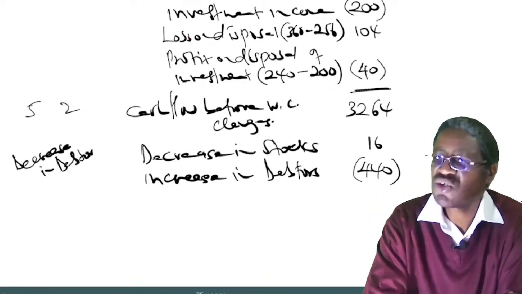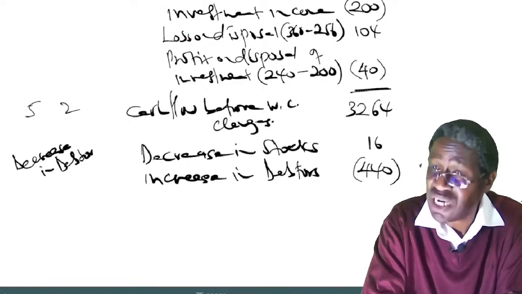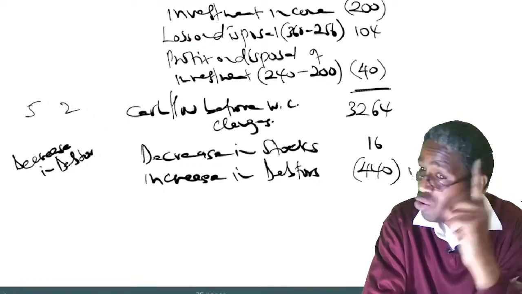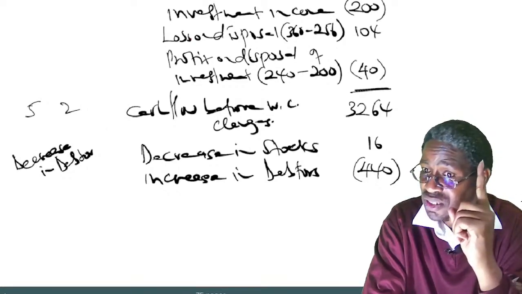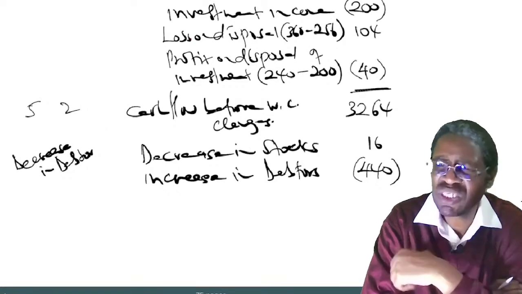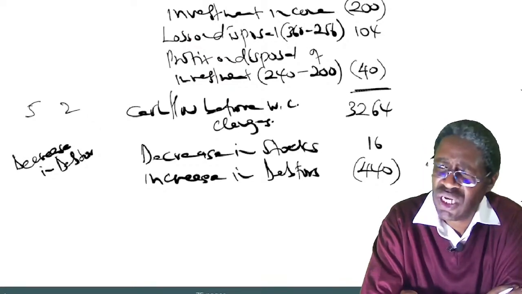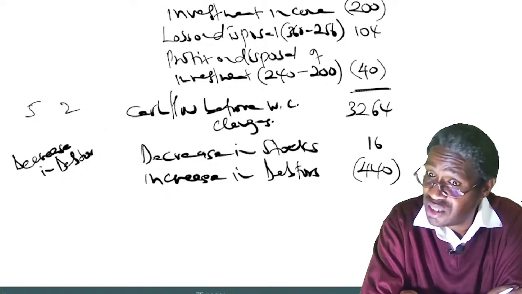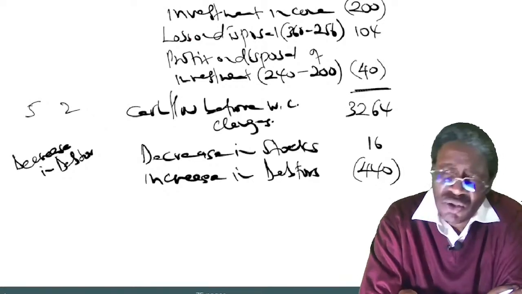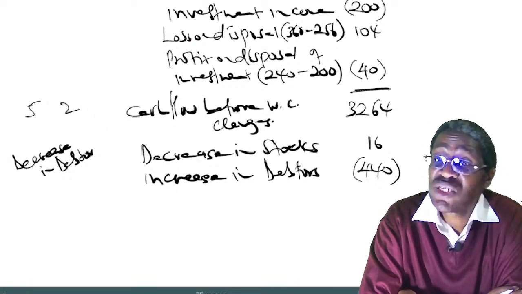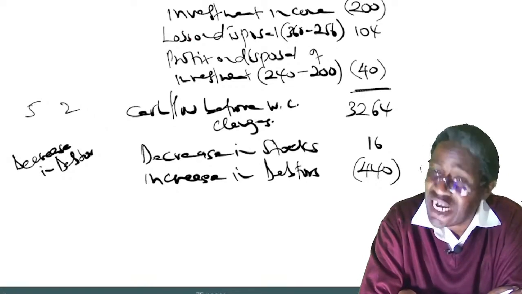When debtors go up, you must have sold more goods on credit. On credit. No cash was involved. But why are we subtracting? Yet no cash was going out. When debtors increase, we minus. Yet no cash went out. Why are we subtracting? That's what I'm saying.